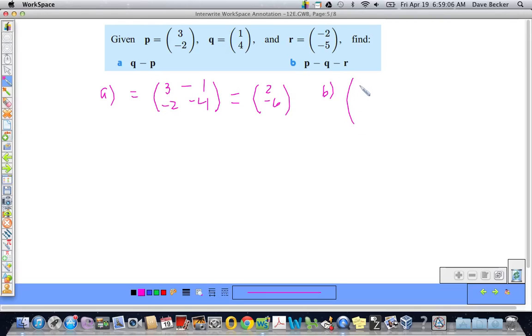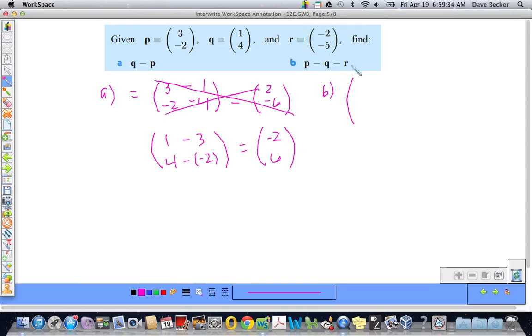See, P is going to be, I could just use this as, oh no, this was Q minus P. Holy smokes, I totally messed this up. Let's redo that. Q minus P is going to be 1 minus 3, 4 minus a -2. Sorry about this. So that is going to be -2, +6. Didn't read the direction. Let that be a lesson to you.